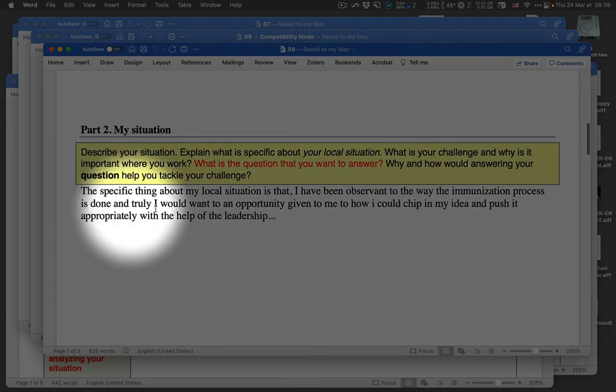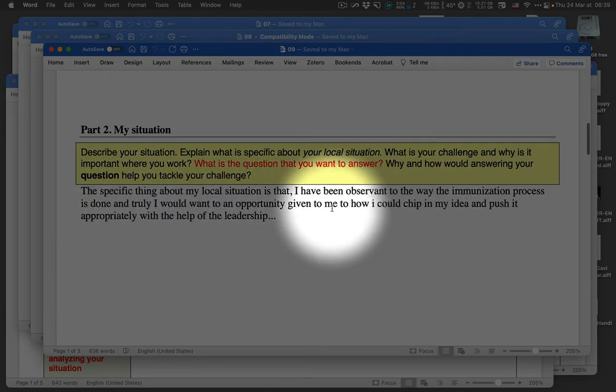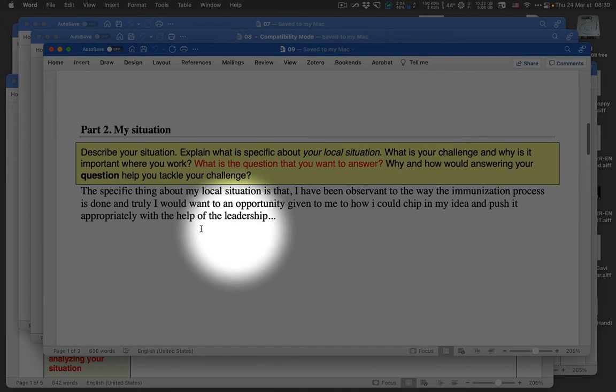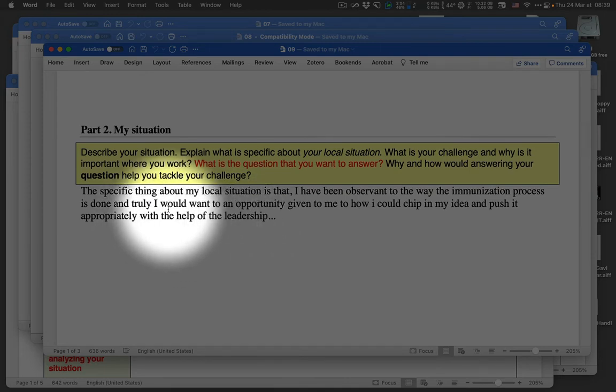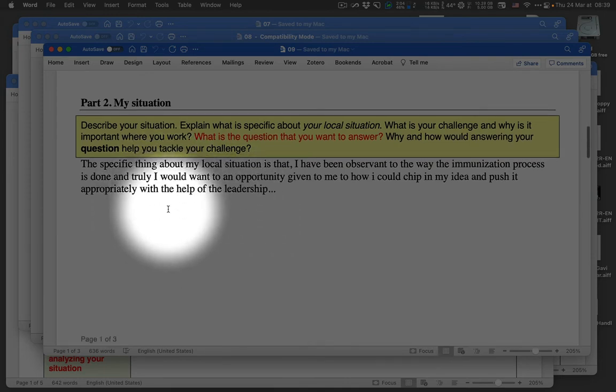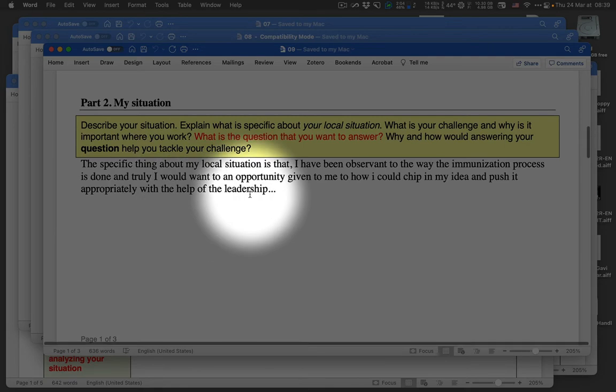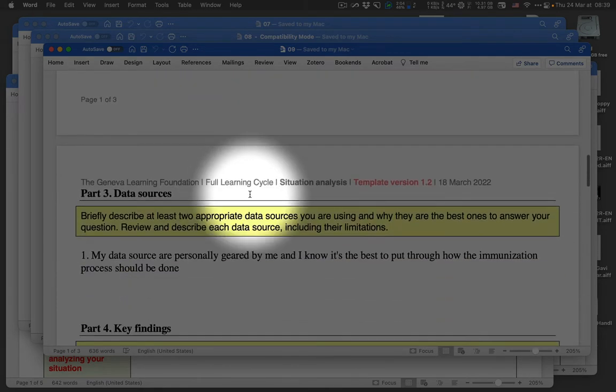I've been observant and truly I would want an opportunity given to me how I could chip in my idea. Okay, that's not describing your situation. What is the situation? What's happening with immunization? What's happening with staff competency if that's your focus?